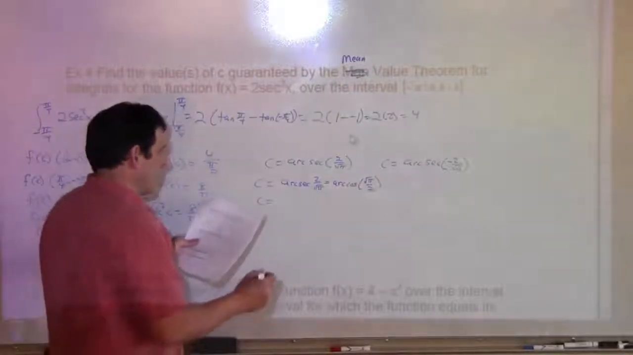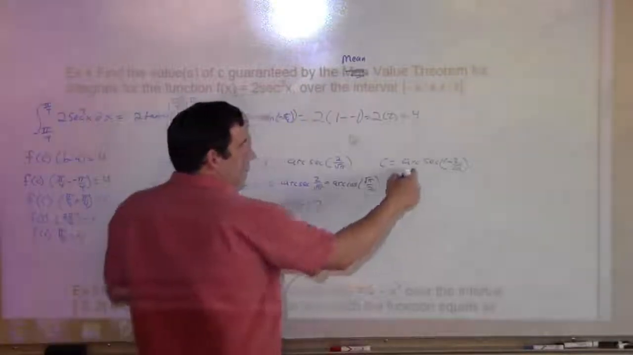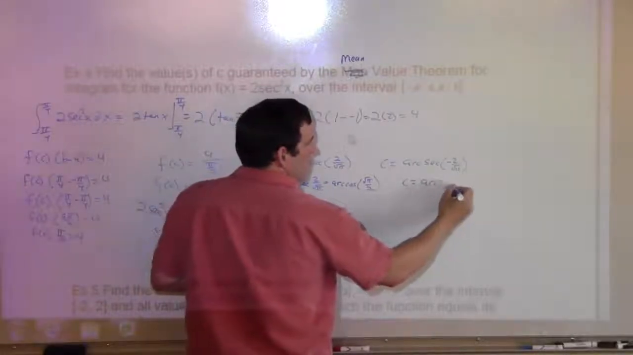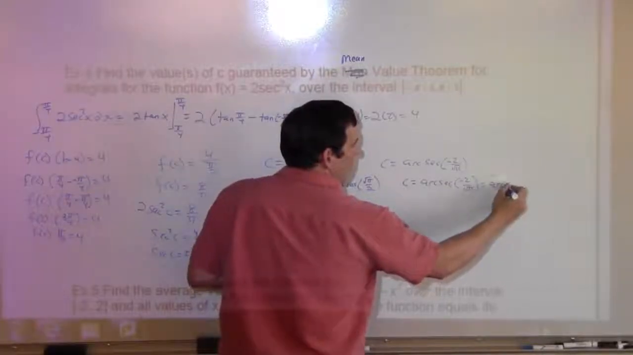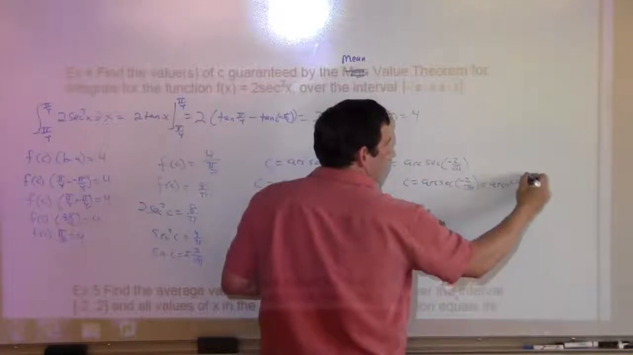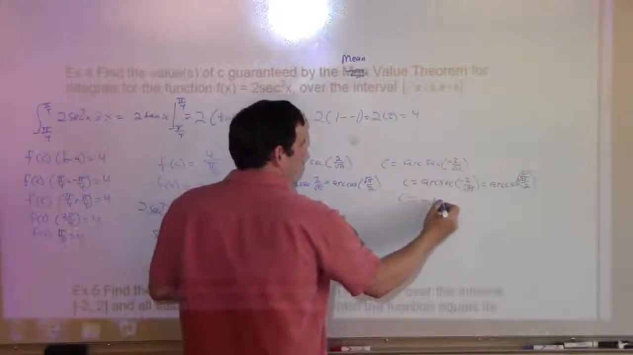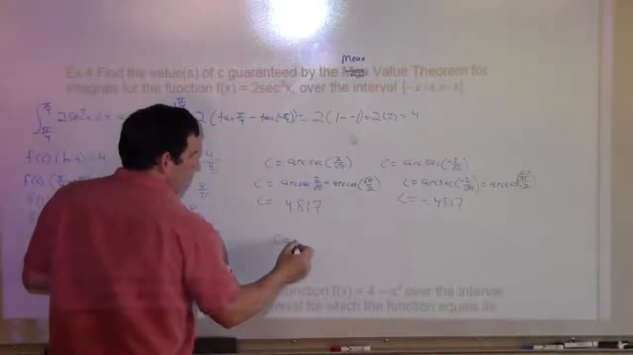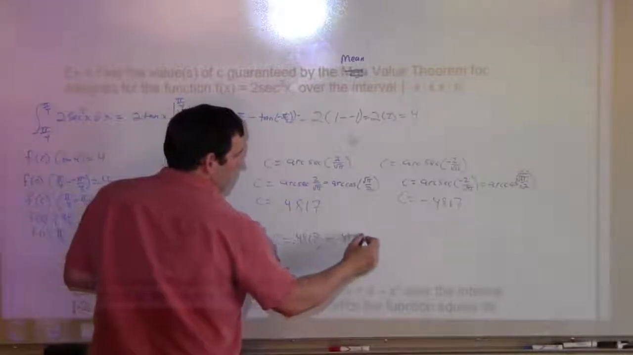In which case our c is going to be 0.4817. And in the second case, c would be equal to arc secant of negative 2 over the square root of pi, which is again the same thing as arc cosine of the square root of pi over negative 2. So in that case, c is negative 0.4817. So our values are c would be 0.4817 and negative 0.4817.